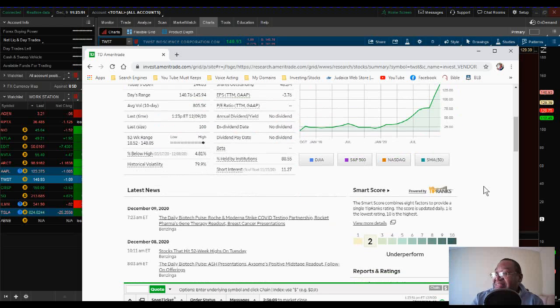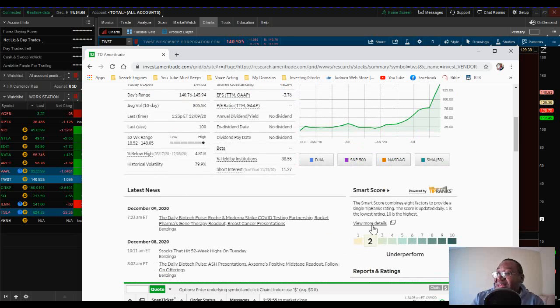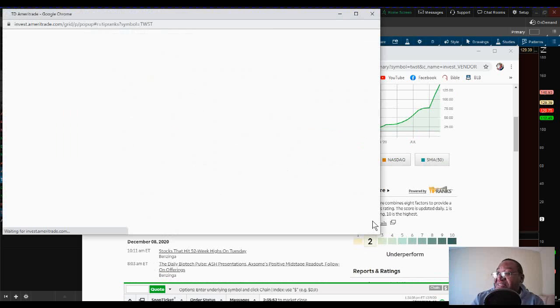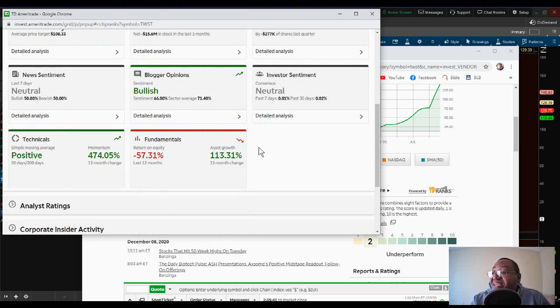All right. So, the SMART score. This is my other little trick here. I look at the SMART score. Right now, even though the stock is going up, a lot of professionals are saying that this stock is underperforming. Moderate buy, saying sold, decreased. Even though it's saying bullish, you see a lot of iffies.